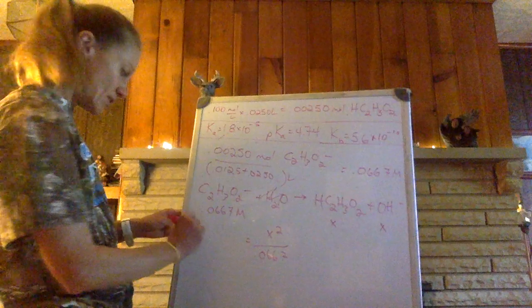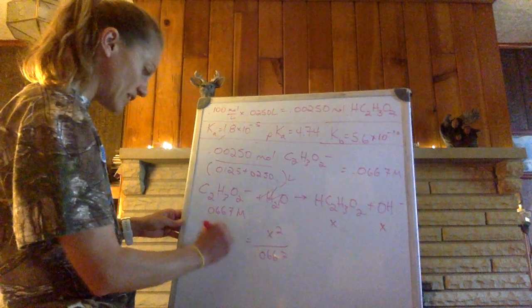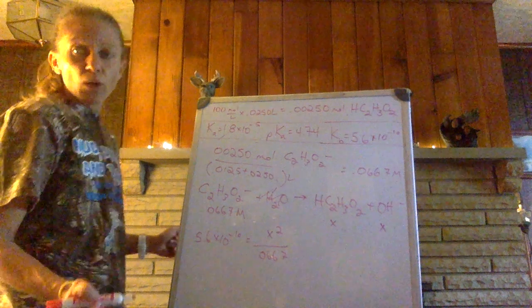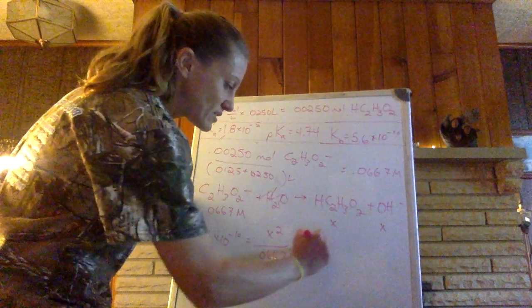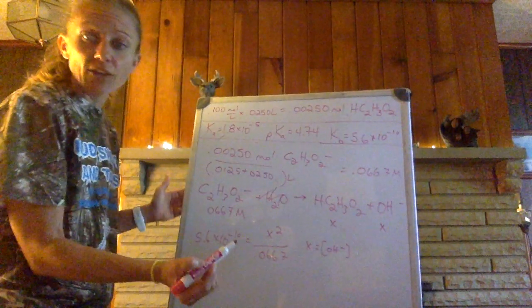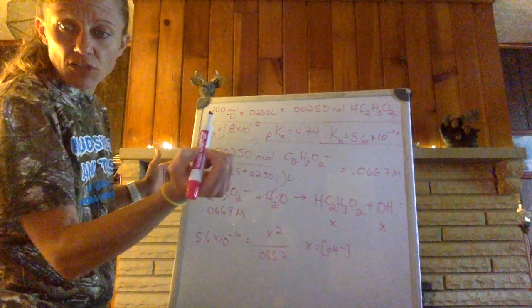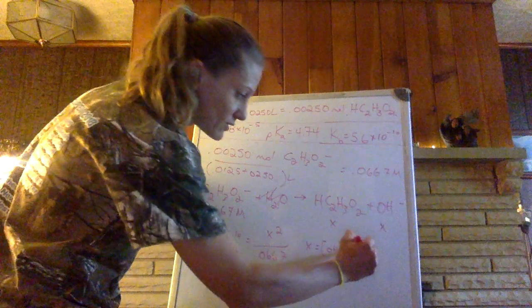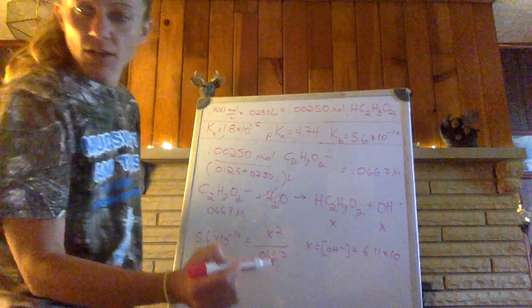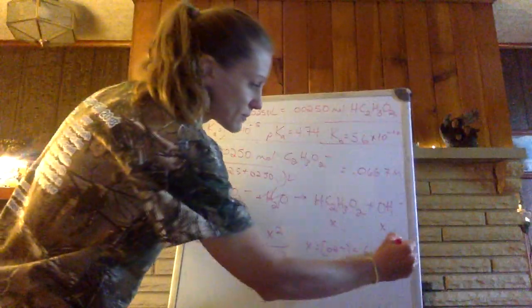Kb is 5.6 times 10 to the negative 10th, because I memorized that, I'm not even kidding. When I solve this out, my x is going to equal my concentration of OH, which will determine my pH, and that's going to be 6.11 times 10 to the negative 6th.